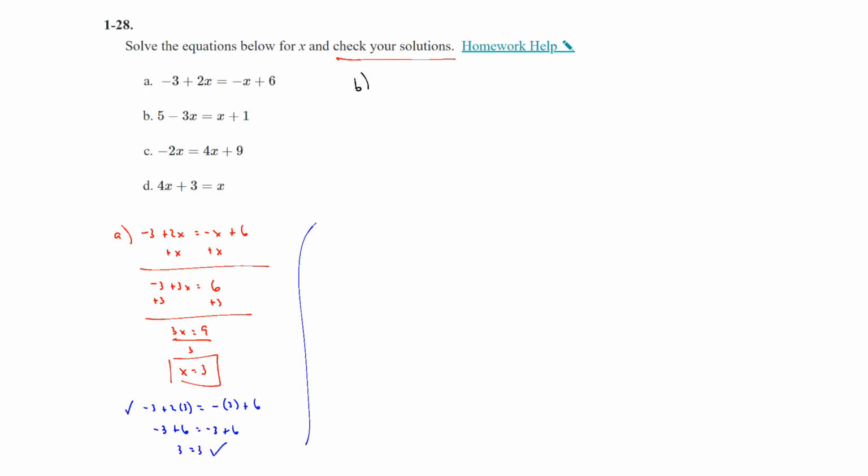Alright, on to B. B is similar. We have 5 minus 3x is equal to x plus 1. So I'll subtract the x to both sides. That gives me 5 minus 4x equals 1. And if you do this in a different order, that's perfectly fine, as long as you are doing it to both sides and adding and subtracting correctly. And then when you do your multiplication and division as well. So I got negative 4 divided by negative 4 is x equals 1.